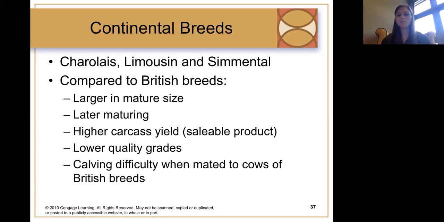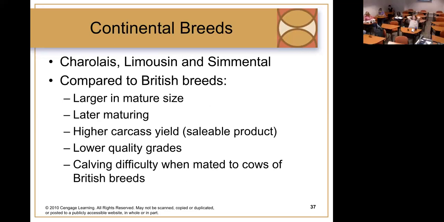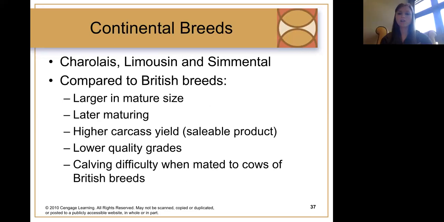And so continental breeds can actually cause calving difficulties because the British breeds are smaller. If you mate a continental breed bull to a British breed cow, that calf is going to be a lot bigger than if you had just mated her to a British breed.